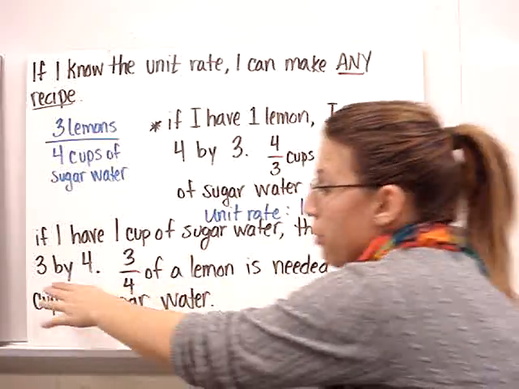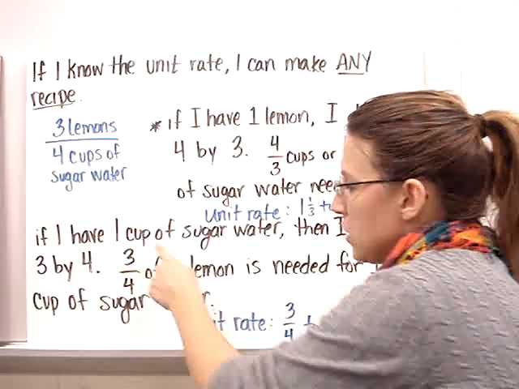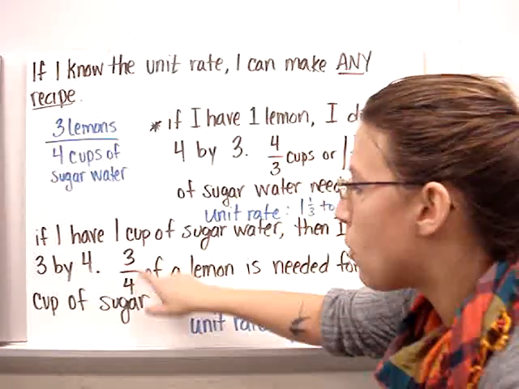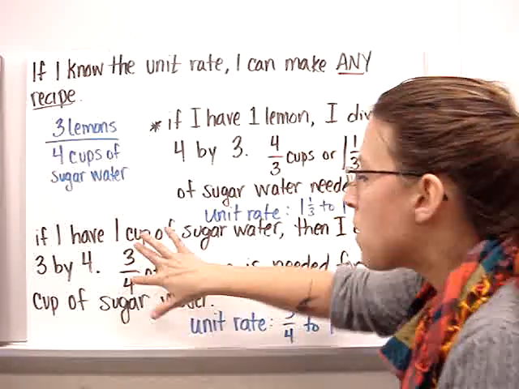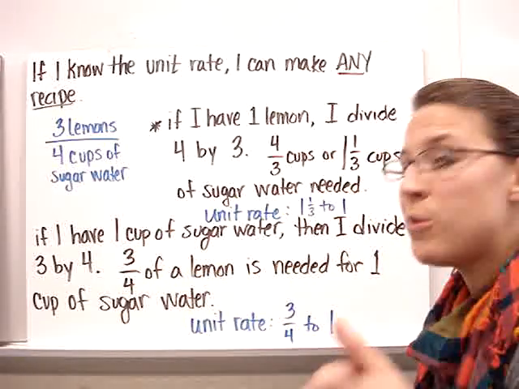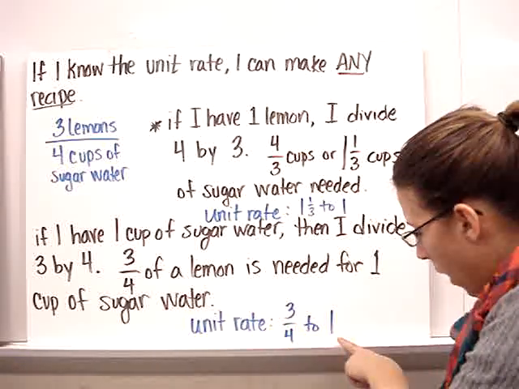So I divide 3 by 4 now. So 3/4 of a lemon. Remember, 3 divided by 4 looks like this, but we can call this 3/4 as well. 3/4 of a lemon is needed for 1 cup of sugar water. Now that unit rate is 3/4 to 1.